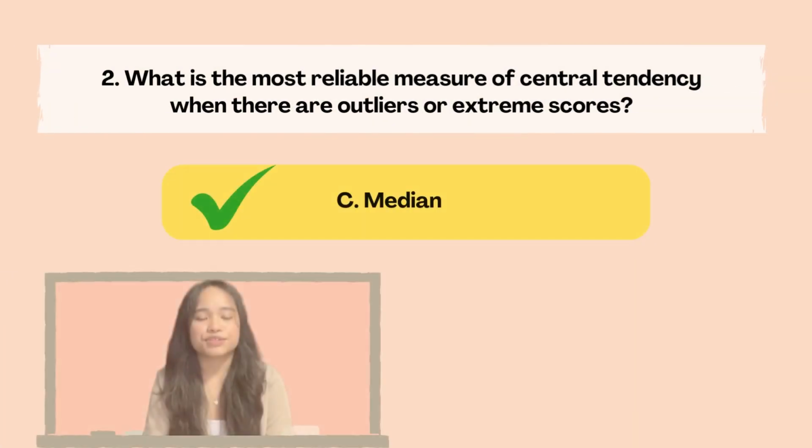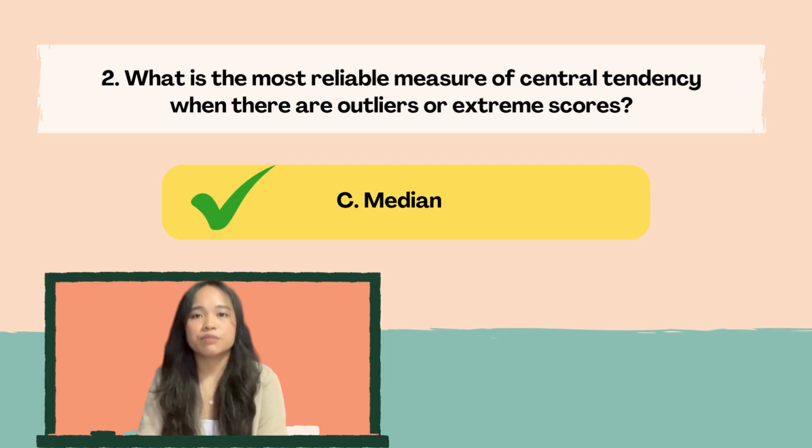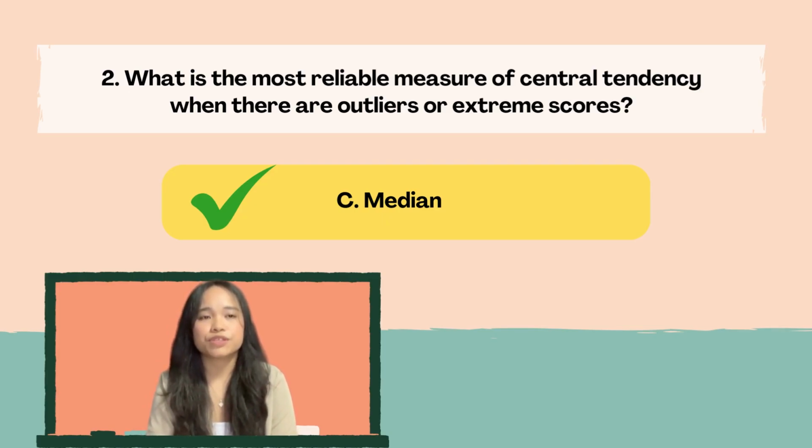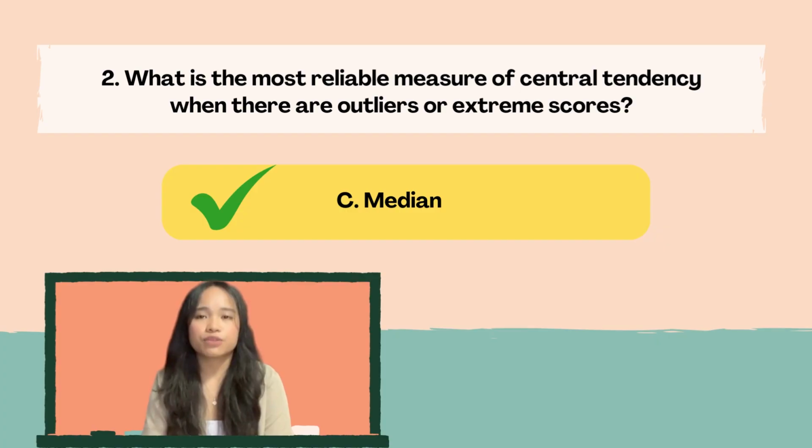The correct answer is C, median. The median is the middle value when your numbers are arranged in order. It's great when you have extreme values or outliers because it doesn't get pulled up or down by them.